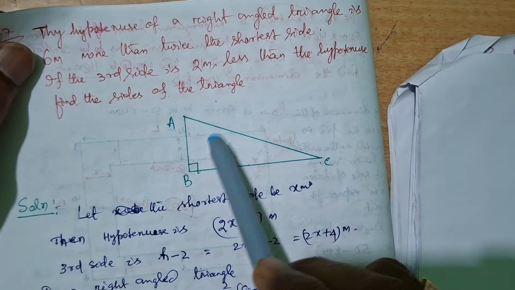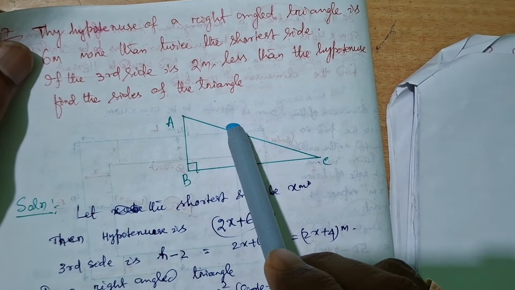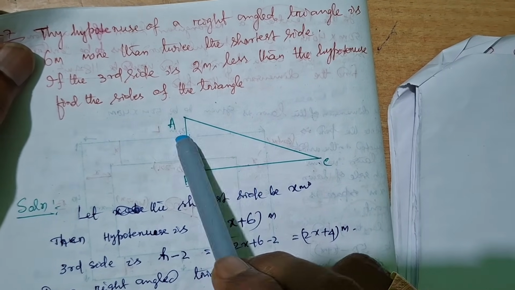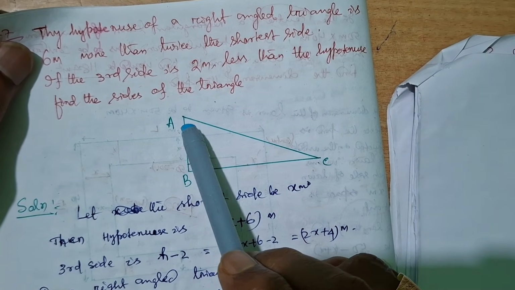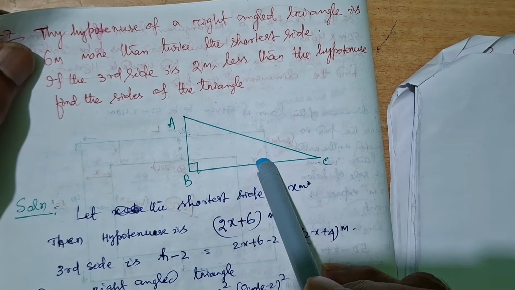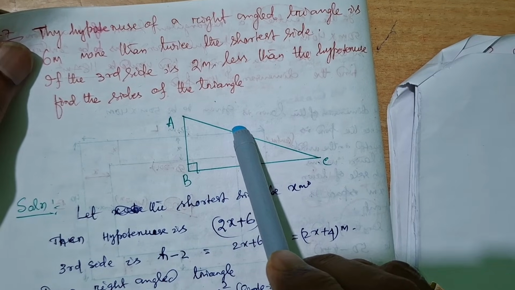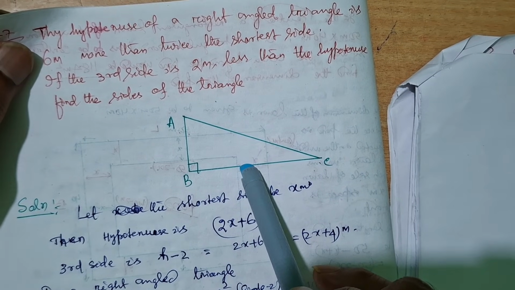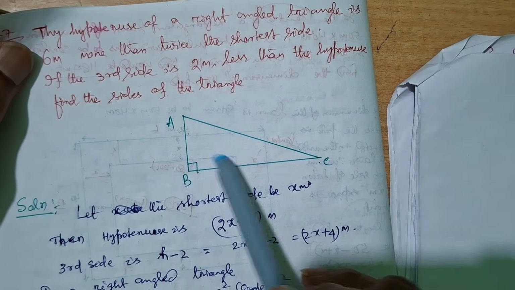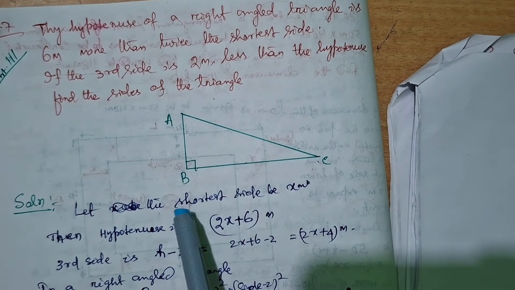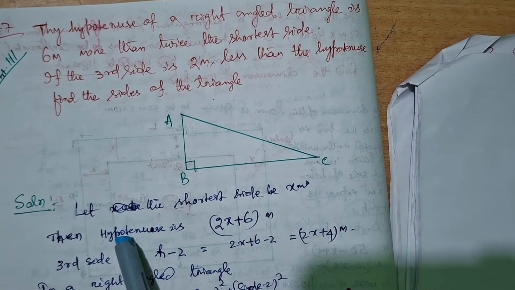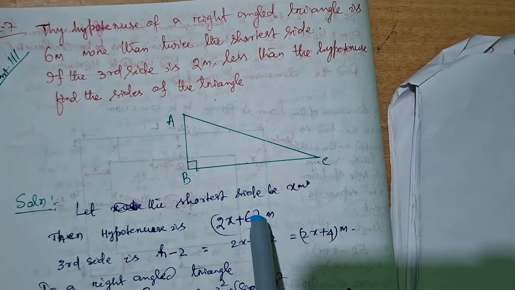Out of these, the hypotenuse is the biggest side, and either the other two sides are equal, in which case it will be 45 degrees, or one is smaller and the other is bigger. So the biggest one is the hypotenuse, and thereafter one is smaller and the other smallest. So let the smallest or shortest side be x. Then the hypotenuse is 2x plus 6.